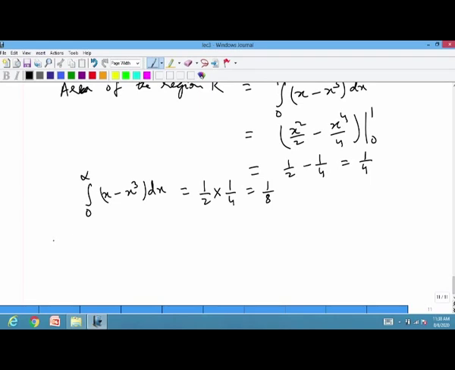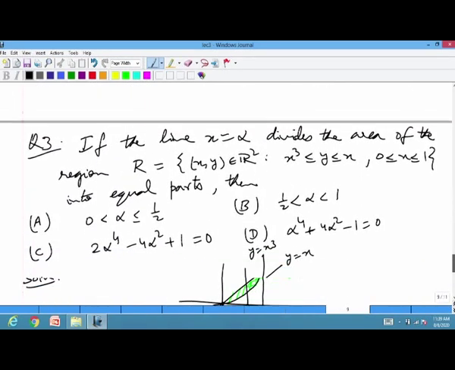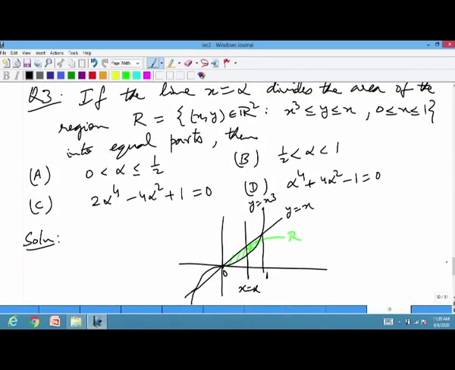Now, this will give alpha square by 2 minus alpha to the 4 by 4 is equal to 1 by 8, which implies if I multiply by 8, 4 alpha square minus 2 alpha to the 4 is equal to 1, which means 2 alpha to the 4 minus 4 alpha square plus 1 equal to 0. So, if we see the options, this is same as option C. So, option C is correct.